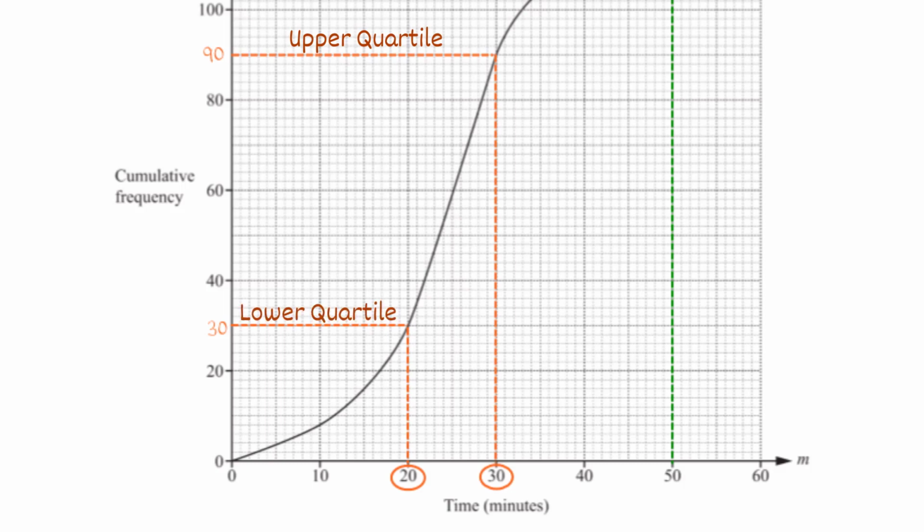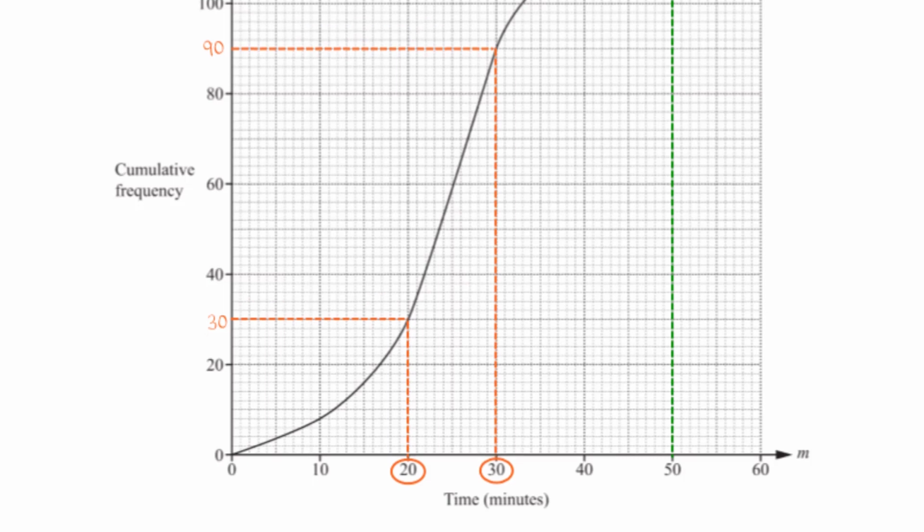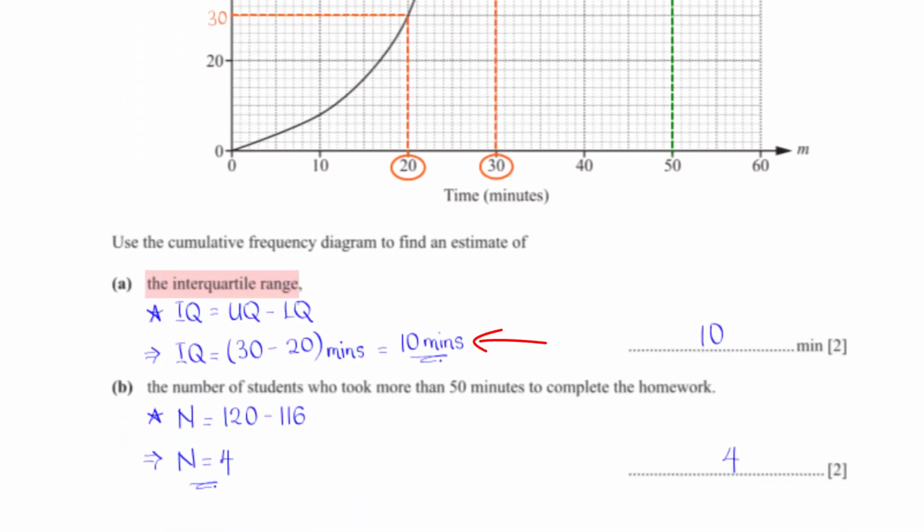The lower quartile is 25% of 120 and that gives us 30. And when we map that onto the graph, we get 20 minutes. And so 30 minus 20 minutes gives us an interquartile range of 10 minutes.